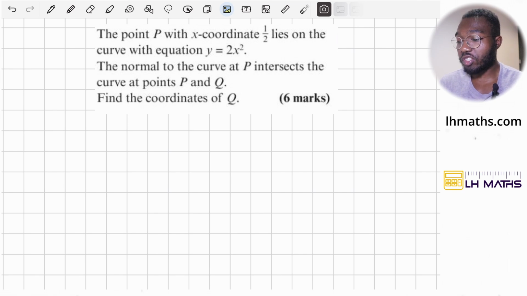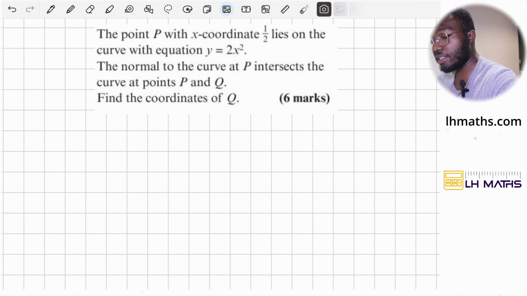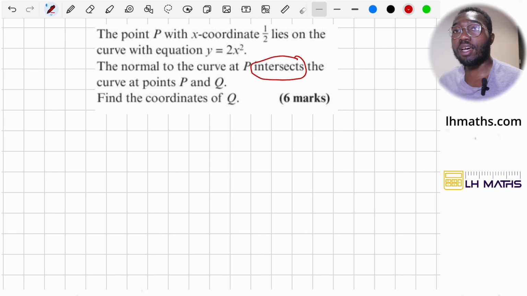So with these type of questions, what you need to do is really think about what it's asking you to do. So it says that the normal to the curve at P intersects the curve at points P and Q. When it says the word intersect, okay, this word here is key. What this tells us effectively is that you're most likely going to have to use some form of simultaneous equations, okay? So you're going to have two sets of equations. Now we need to figure out what those two sets of equations are, okay?